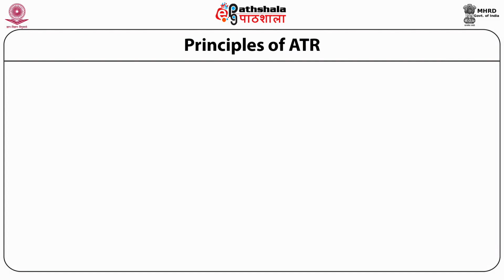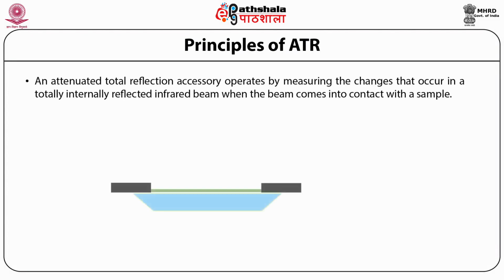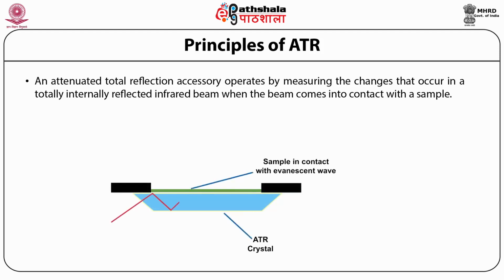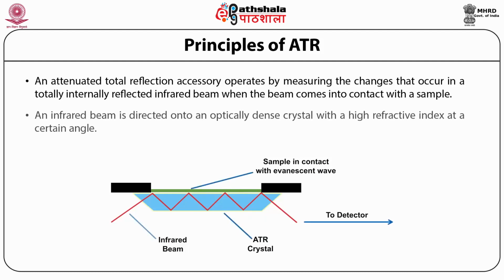Principle of ATR: an attenuated total reflection accessory operates by measuring the changes that occur in a totally internally reflected infrared beam when the beam comes into contact with the sample. As indicated in the figure shown in the previous slide, an infrared beam is directed onto an optically dense crystal with a high refractive index at a certain angle.